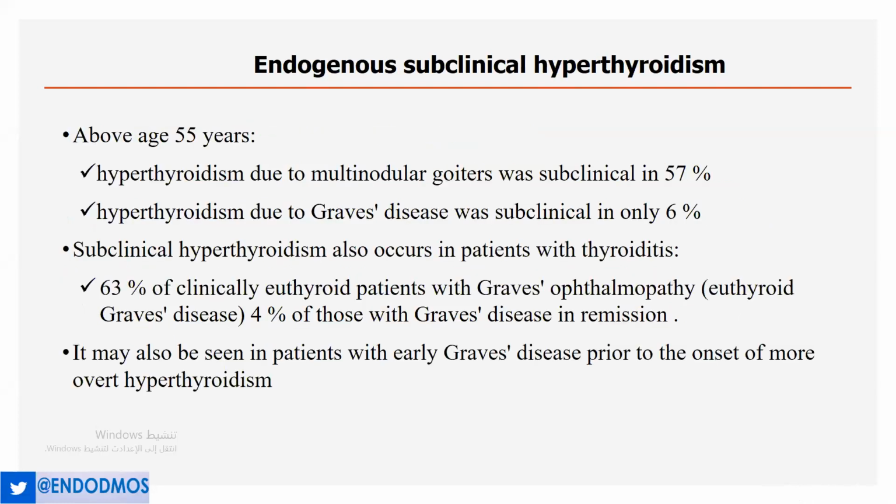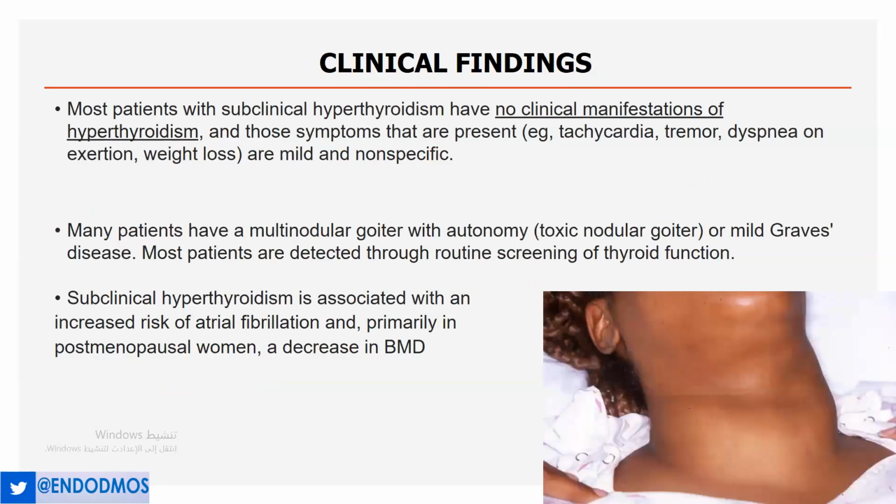Endogenous subclinical hyperthyroidism: above the age of 55, hyperthyroidism due to multinodular goiter was subclinical in 57%. Hyperthyroidism due to Graves was subclinical in 6%. Subclinical hyperthyroidism also occurs in patients with thyroiditis, but again, we know it is a transient period. It is seen in 63% of clinically euthyroid patients with Graves ophthalmopathy, and 4% of those with Graves disease in remission. It may also be seen in patients with early Graves disease prior to the onset of overt hyperthyroidism.